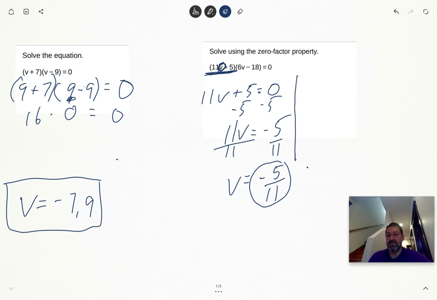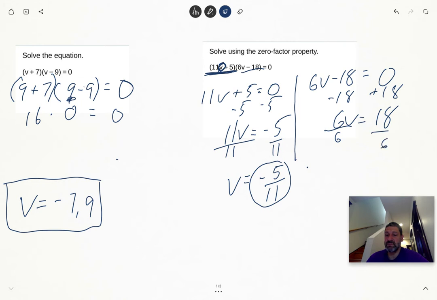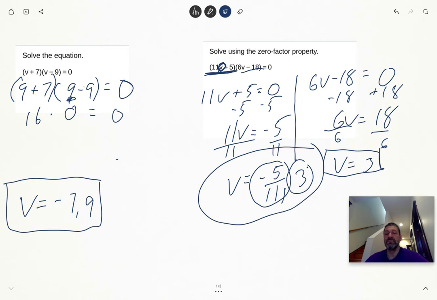Now I would do the second thing for the second set of parentheses. 16v minus 18 is equal to 0. And add 18 to both sides. And 6v would be equal to 18, divide by 6, divide by 6, and we get v is equal to 3. Okay, so that's the second solution. I'll put a comma 3 there. So those are the two solutions right there. Okay, so that's called the zero product property.